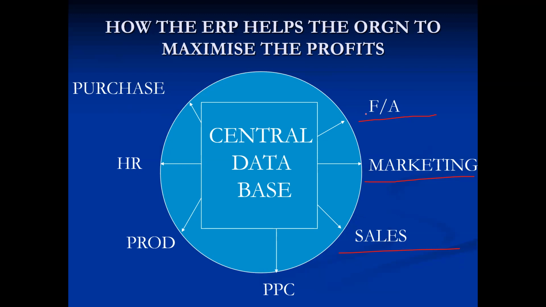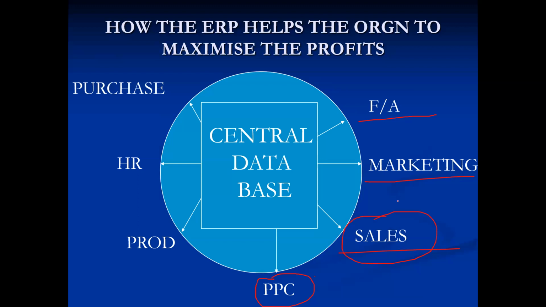Now let us see how the previously discussed disadvantages are going to be eliminated. See, you take the production planning and control department. This production planning and control department requires the date of delivery required by the customer, which is available in the sales department. See, here, how this information is readily made available to the planning department, the production planning department.